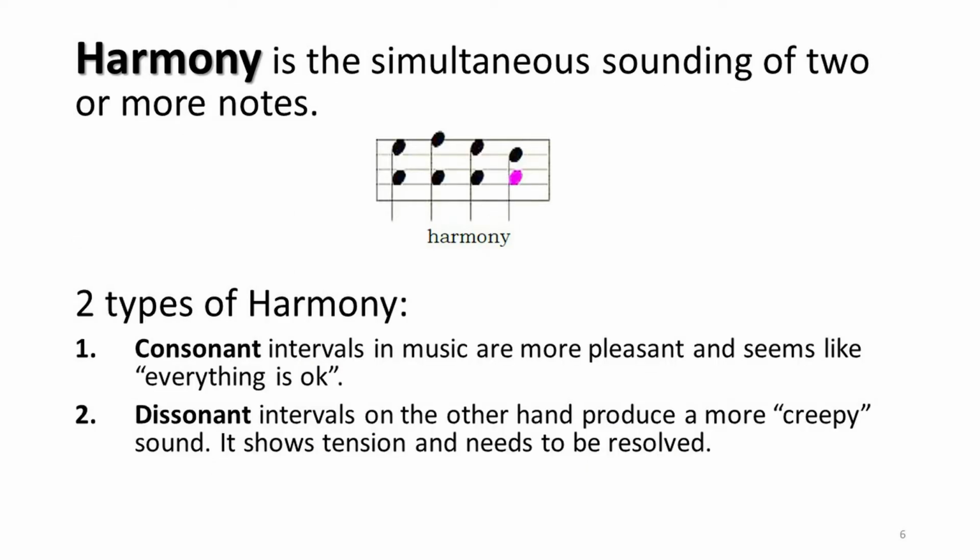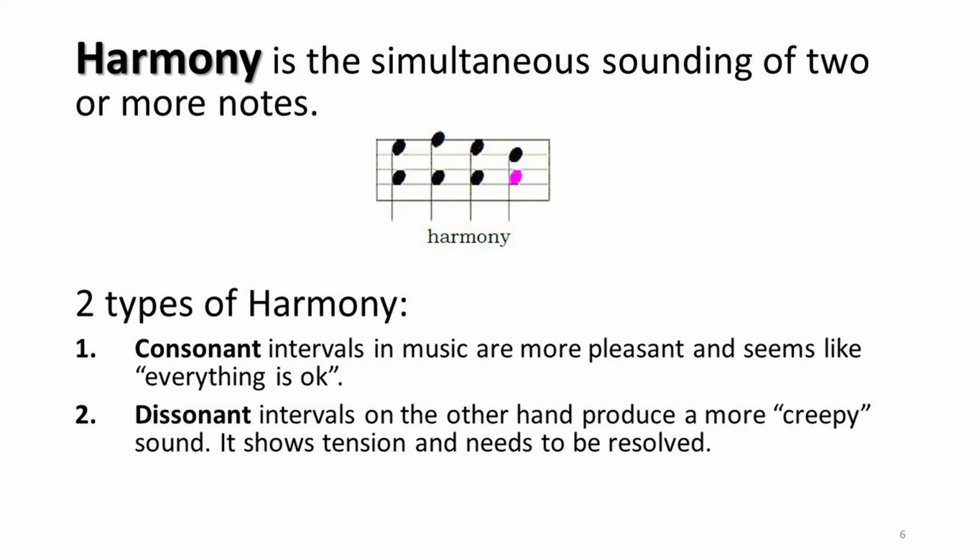The vertical arrangement of the sound in a musical piece is called harmony. It is the simultaneous sounding of two or more notes. The elements can refer to the chords produced, the accompaniment style, and the counter melodies.